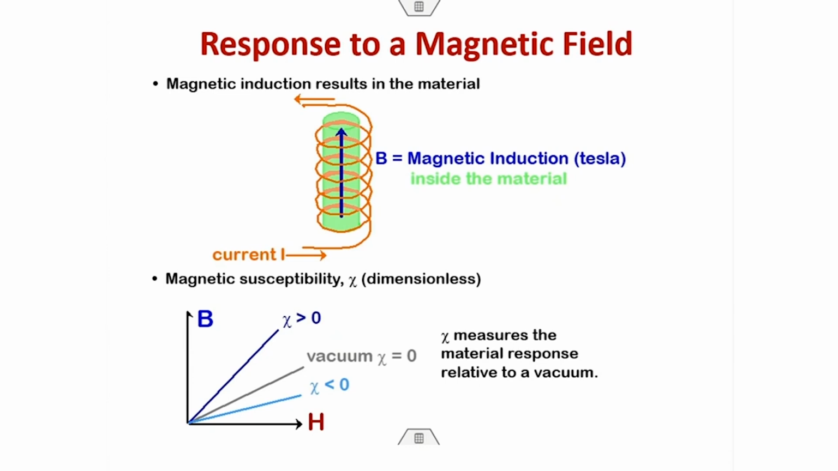Normally, vacuum has susceptibility of 0, and so you can plot B versus H. B is the induced field, or magnetic induction, and H is the applied field. As you see, for vacuum it increases at a 45-degree angle. But if the susceptibility is greater than 0, then it increases very steeply. If the susceptibility is less than 0, it increases very slowly. So, susceptibility measures the material's response relative to the vacuum. Why do you assume vacuum has a susceptibility of 0? Because that is the standard state; otherwise you cannot compare. This is a very important thing we should understand.